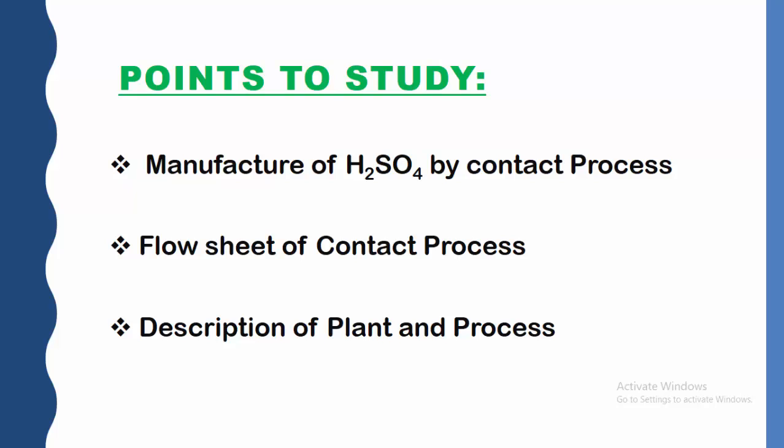In the last lecture, we already discussed the two processes, the lead chamber process and the contact process. These are two different methods for manufacture of sulfuric acid. We compared both processes, and we concluded that the more favorable process is the contact process. So today we are going to see the flow sheet of manufacture of sulfuric acid by the contact process.